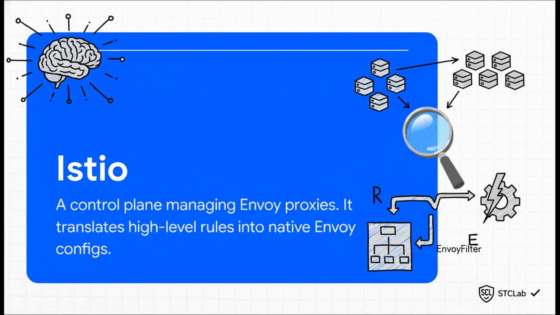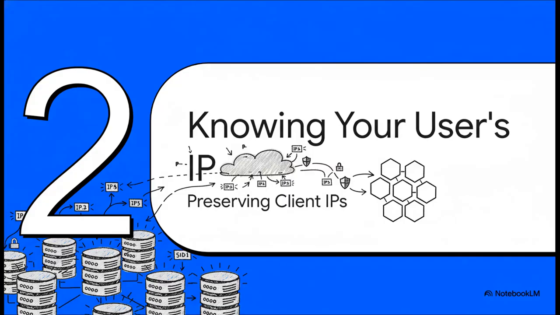You get these really elegant high-level rules for day-to-day stuff, but you also have this powerful backdoor, the Envoy filter, that lets you get your hands dirty with Envoy's raw configuration when you absolutely need to. As you'll see, STC Lab uses both. A lot.